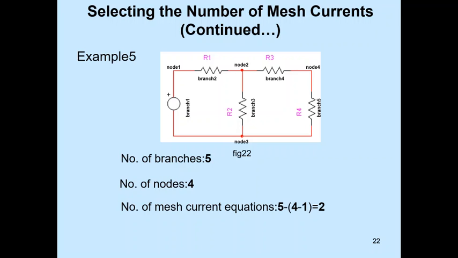So the node between branch 1 and branch 2 is node 1, and branch 2, branch 3, branch 4 are connected at node 2. Branch 4 and branch 5 meet at node 4, and at node 3 branch 1, branch 3 and branch 5 are connected. So that is the 4 nodes. So 5 minus 4 plus 1 is equal to 2 mesh equations. So by taking 2 mesh equations, we can solve the circuit.